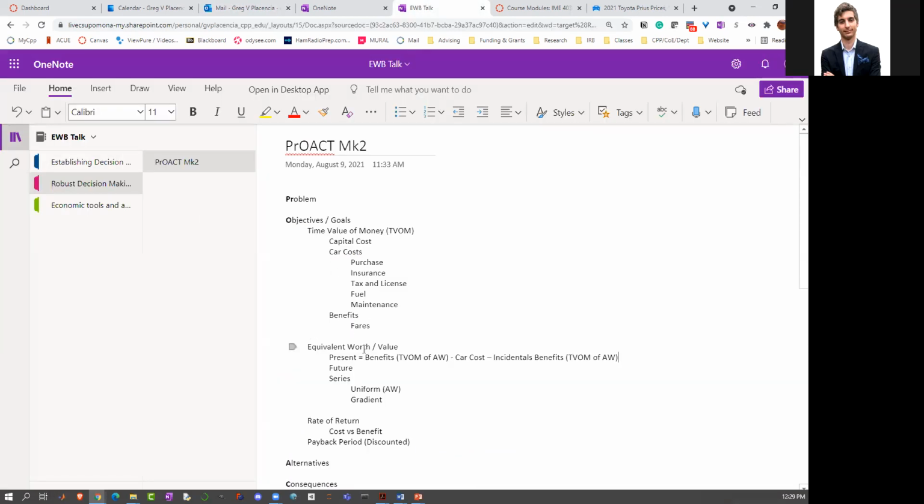From this one, you're saying, I bought the car. I am going to have a certain number of benefits over the period of time. I also have a certain number of costs. So what is the value of the cost to me now? Okay, so that's one of the words. We call it present worth.